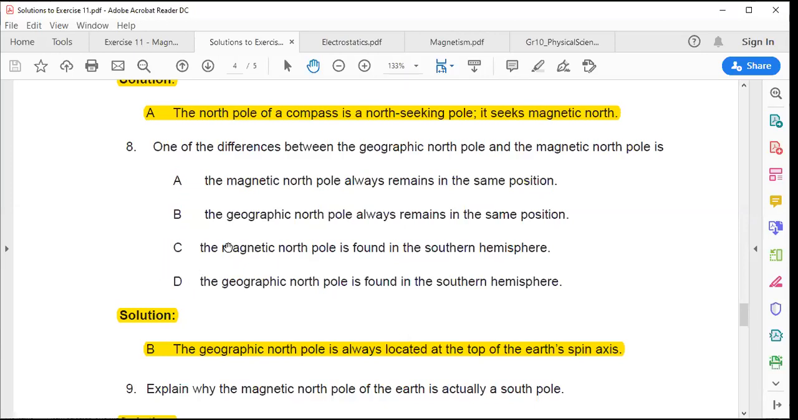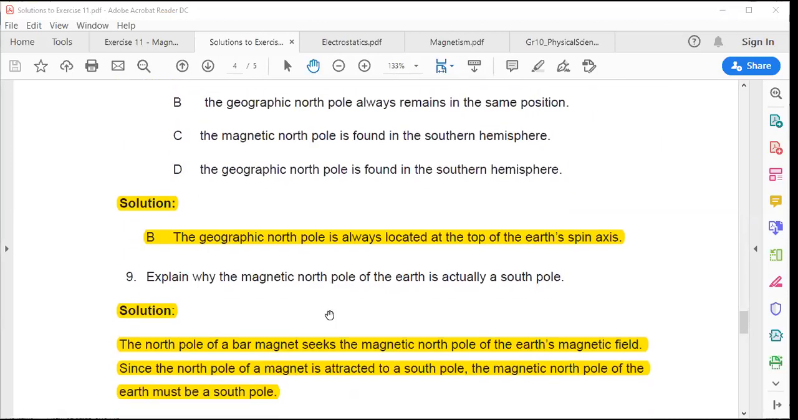Let's just check the C. The magnetic North Pole is found in the southern hemisphere. When you talk about the surface of the Earth, the magnetic North Pole is above. But when you talk about minerals under the ground, the north is actually the south. Here we're just talking about the top, so it's not in the southern hemisphere, it's in the northern hemisphere. Then the geographic north is found in the southern hemisphere. That's also incorrect. So the correct answer there becomes B.